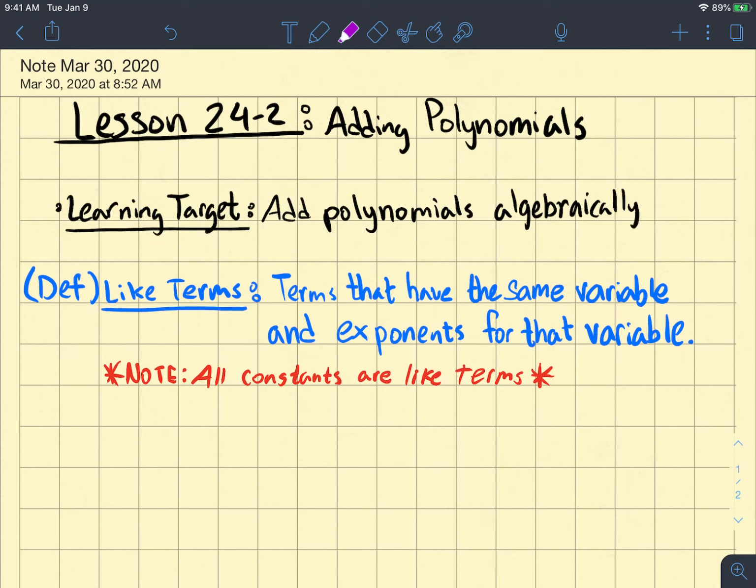Today we have one term to go over before we go over all our actual maths, and that term is called like terms. Haha, I got it. Lots of use of terms. As you see on the screen here, we have the definition. Like terms in math are terms that have the same variable and exponents for that variable. You're going to want to note that all constants are like terms.